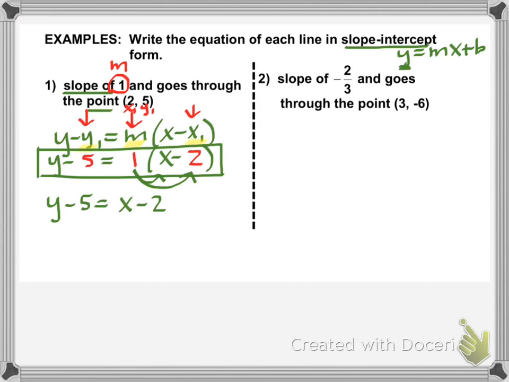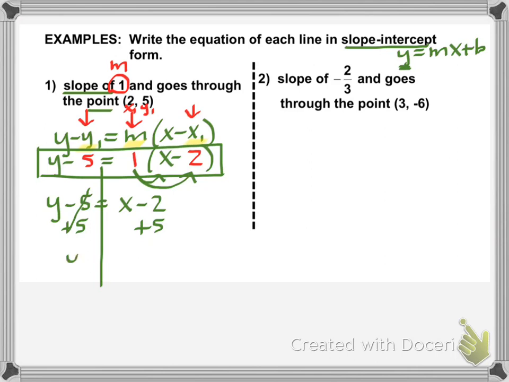The next thing we're going to do is move that minus 5 to the other side so that we only have y on the left. And we're going to do that by the opposite of minus 5, which is plus 5. We're going to add that to both sides.